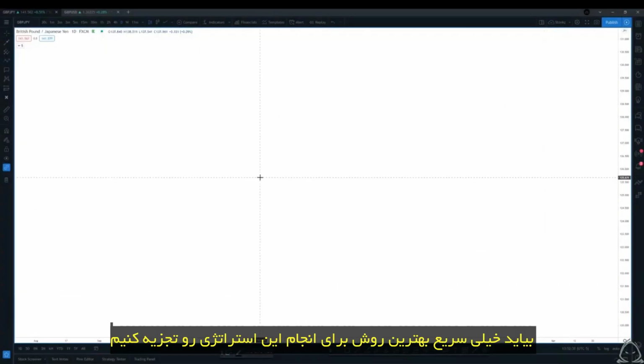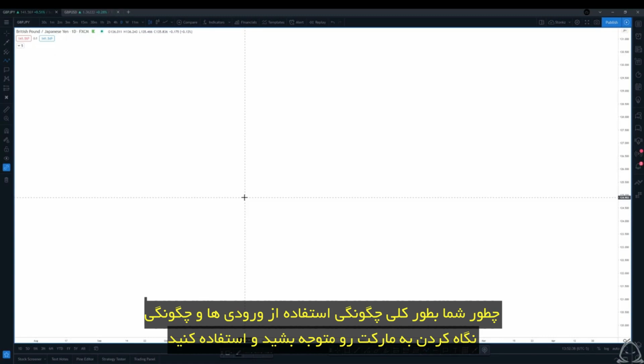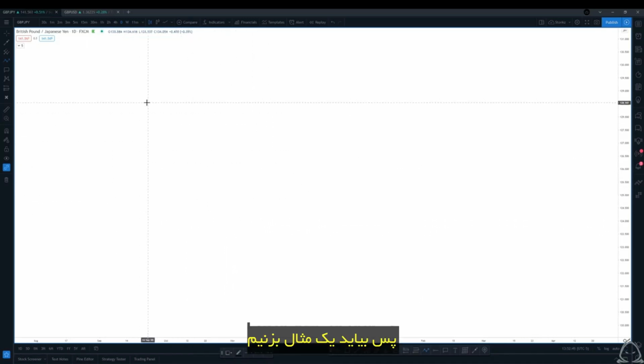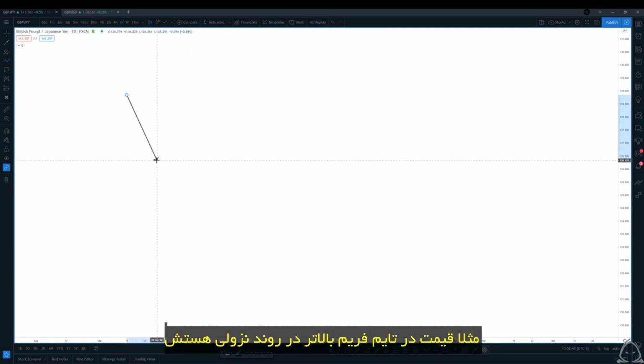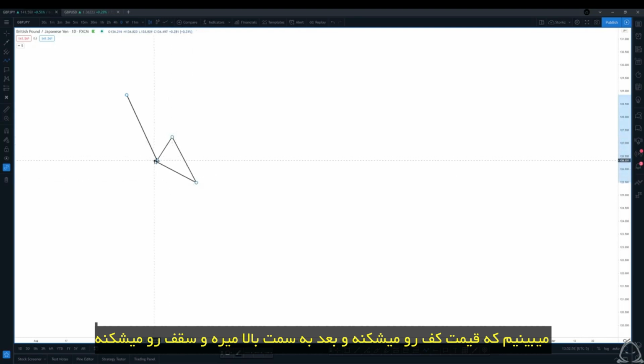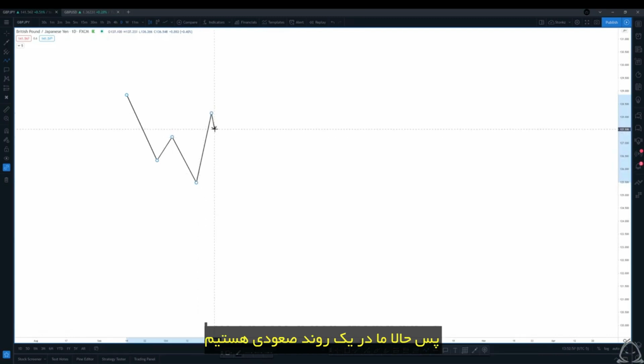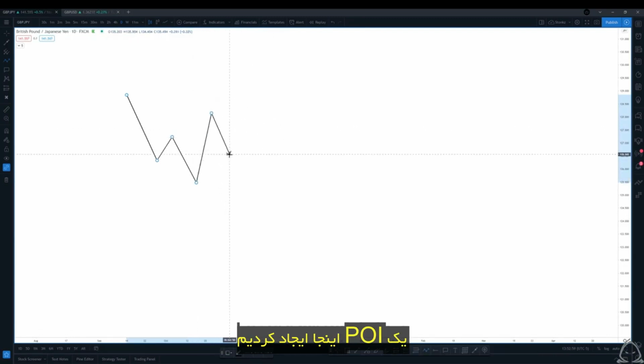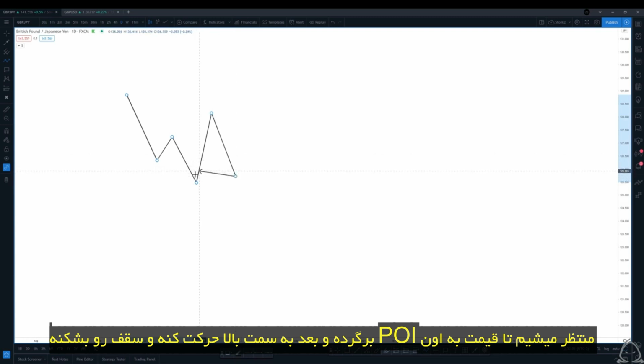Let's do a quick breakdown of how to best approach this strategy, how to, from a theoretical standpoint, approach how we should be looking for entries, how we should be viewing the markets, and basically the best way to approach it. So let's do an example. Let's say price is in a downtrend on the higher time frame. We see price break structure, break the low, and then price moves to the upside, breaking the high. So now we're in an uptrend. We formed a point of interest right here. We wait for price to come down to that point of interest, move to the upside and break structure.